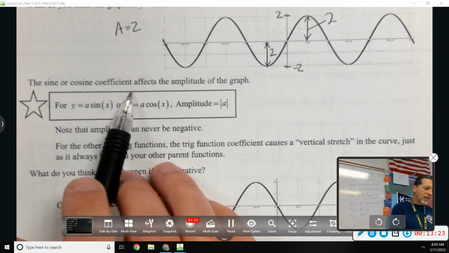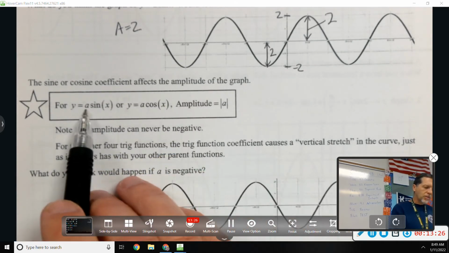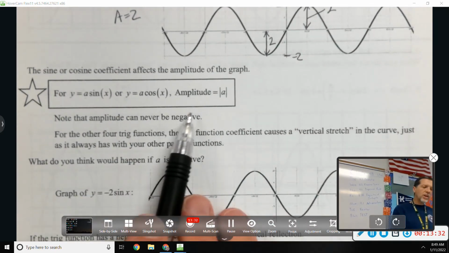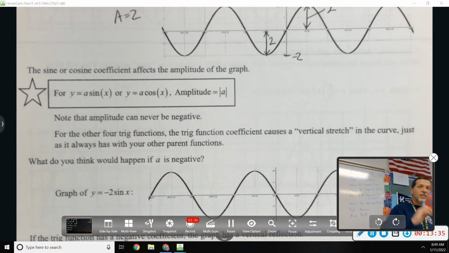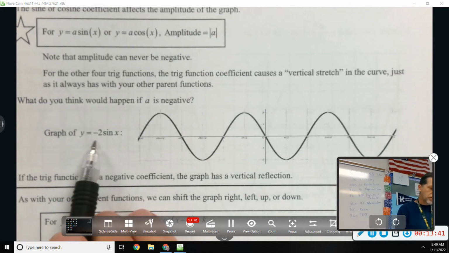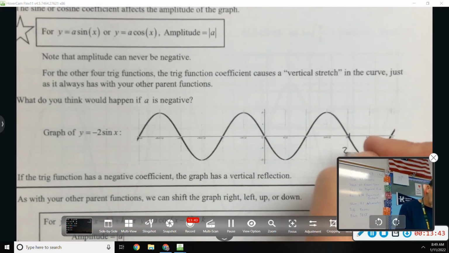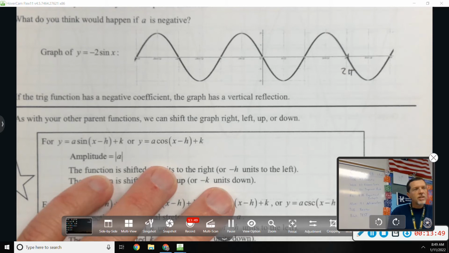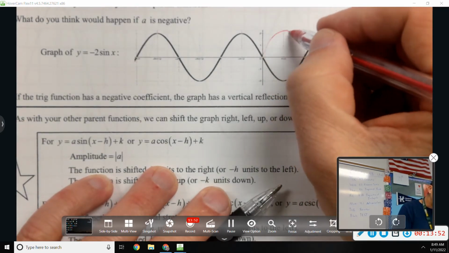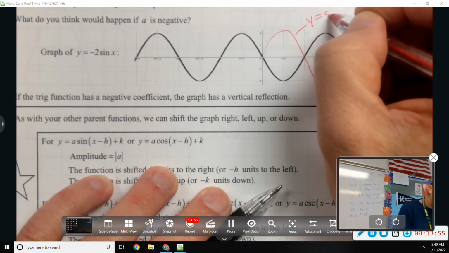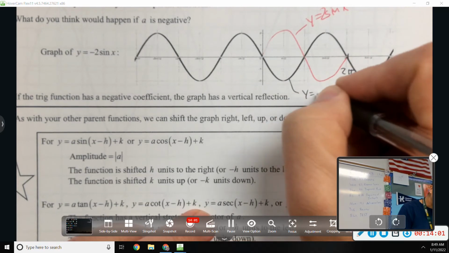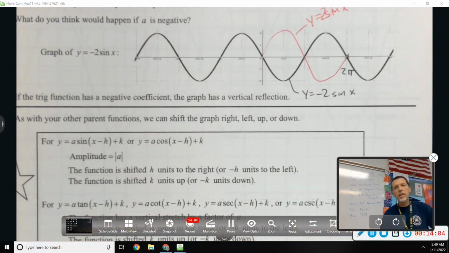Starred. The sine or cosine coefficient affects the amplitude of the graph. So the A in front affects the amplitude. Amplitude is never negative, so even if there's a negative 3 there, the negative flips it over, but we still say the amplitude is 3. Here's an example of negative 2 sine x. Can you see how this graph is flipped from the original? The original would look like this. Oops, that would be 2 sine x. The black one has been flipped over, negative 2 sine x. So it's been flipped.